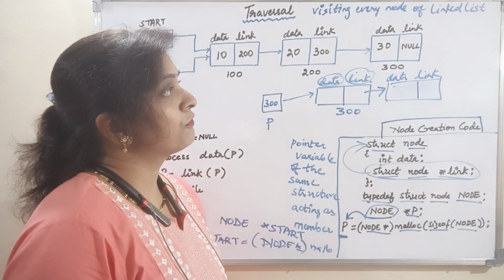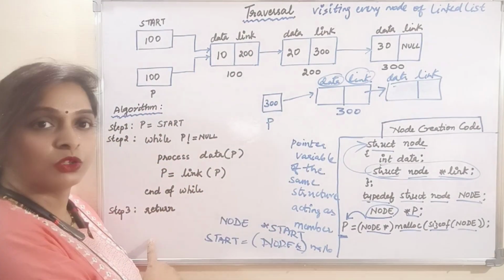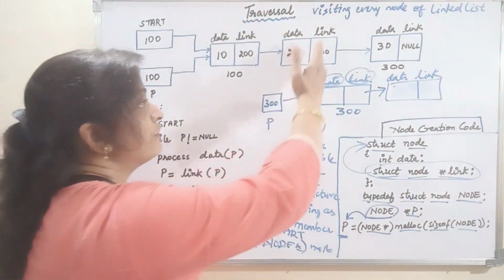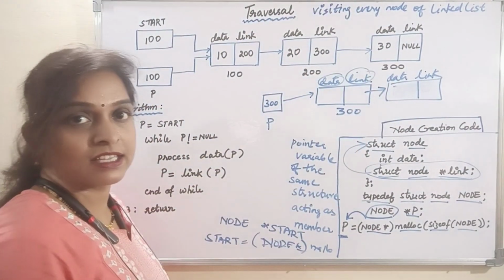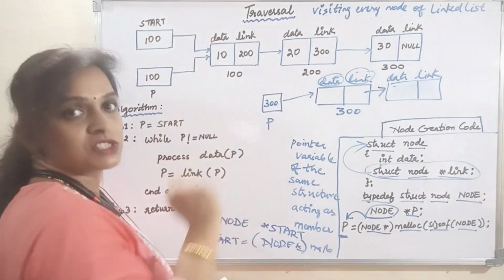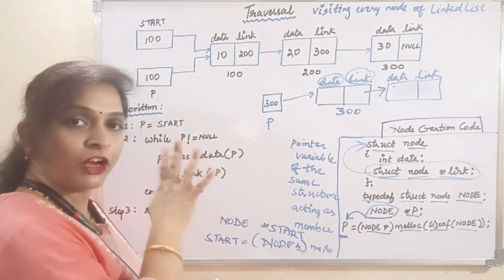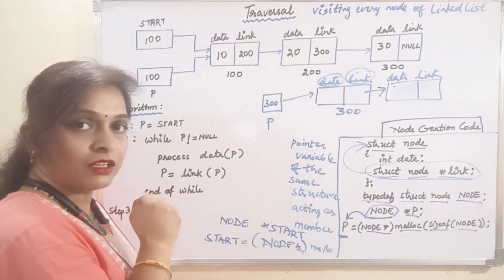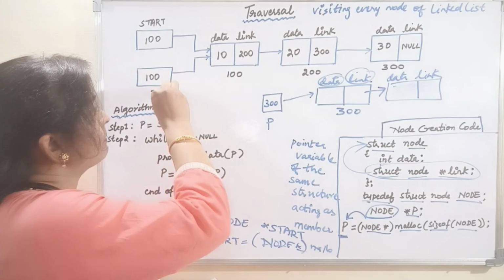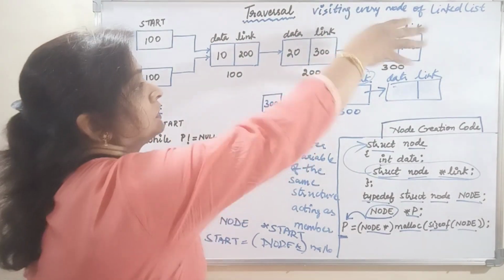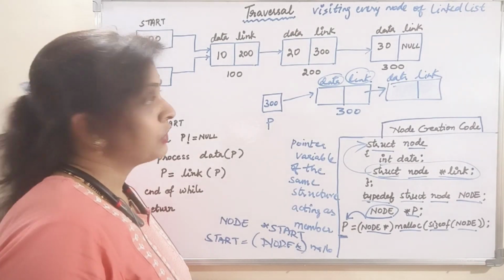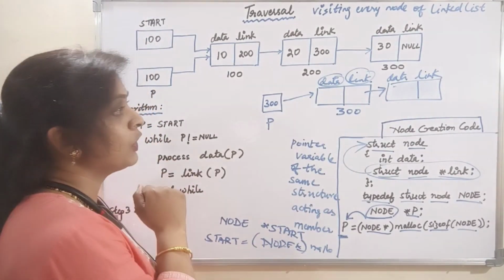With the help of the traversal algorithm, I should see how I can visit every node of the linked list. Right. So start I should not disturb. Start should always point to the first node. But I need to take an extra pointer variable. With the help of that pointer variable, I have to do the traversal. I have to visit every node. So let us see how to visit every node now.